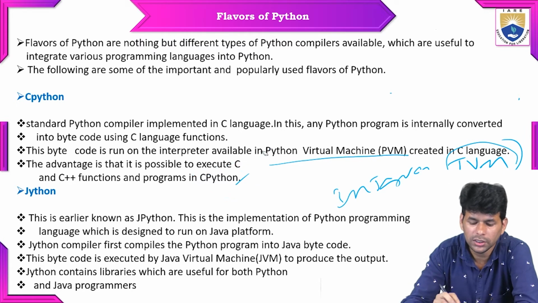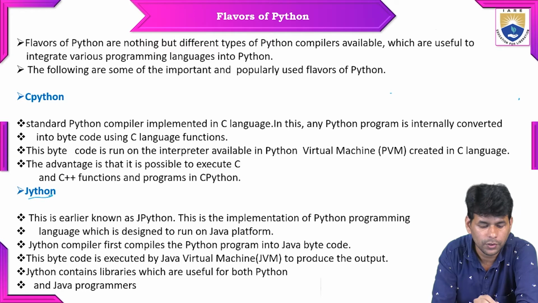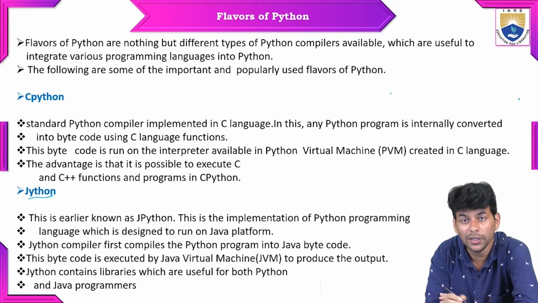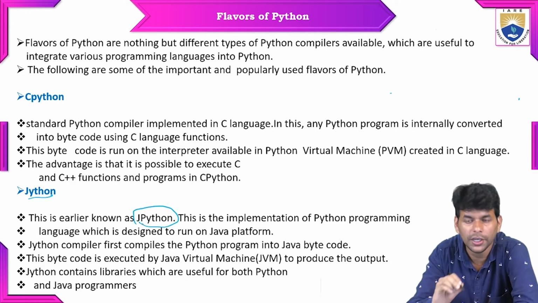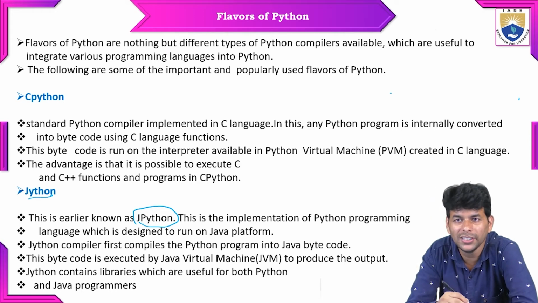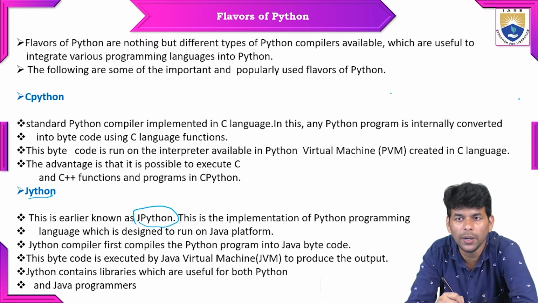The next flavor of Python is Jython. It was earlier known as JPython. In the past, the name was JPython. This is an implementation of the Python programming language which is designed to run on the Java platform.